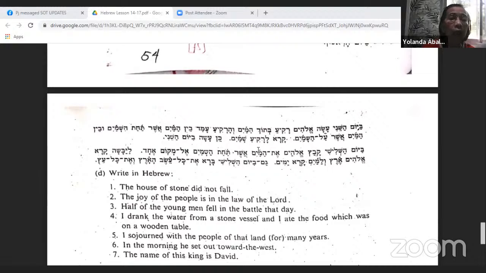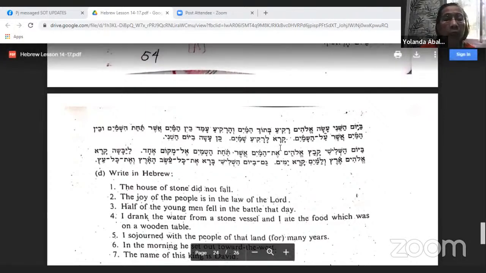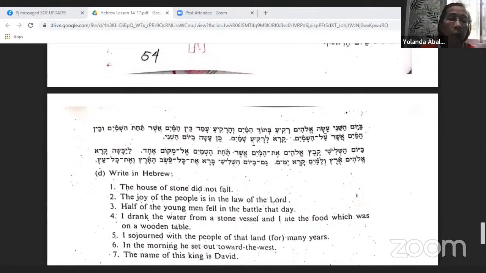Kara Larakia Shamayim. Ken asa beyom Hashini. Is it a period? Yeah, period. Alright, so kara, called the firmament heaven. And so does God in the day Hashini, the second.